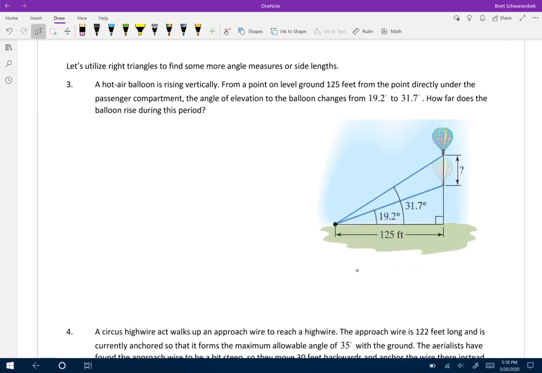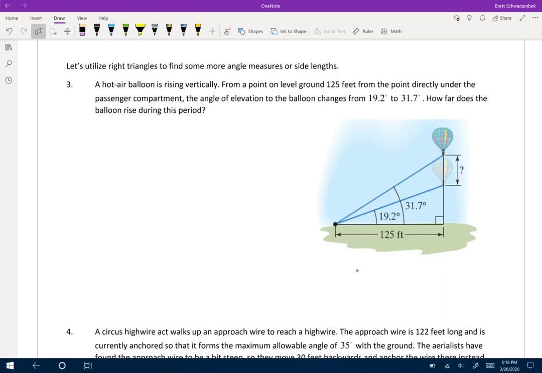It says a hot air balloon is rising vertically from a point on level ground 125 feet from the point directly under the passenger compartment. The angle of elevation to the balloon changes from 19.2 degrees to 31.7 degrees. How far does the balloon rise during that period?